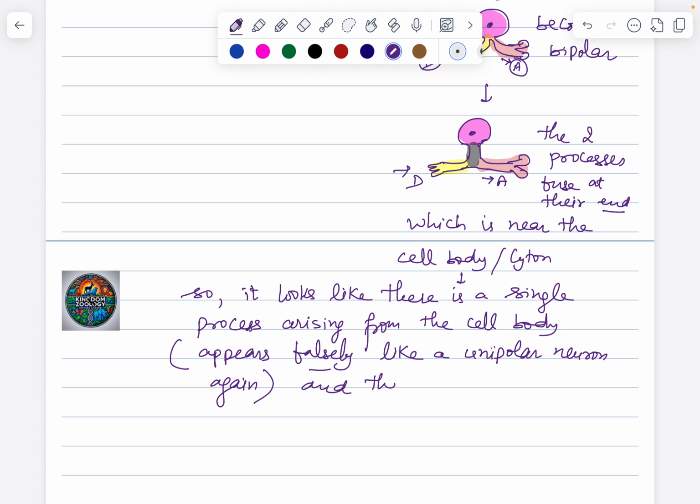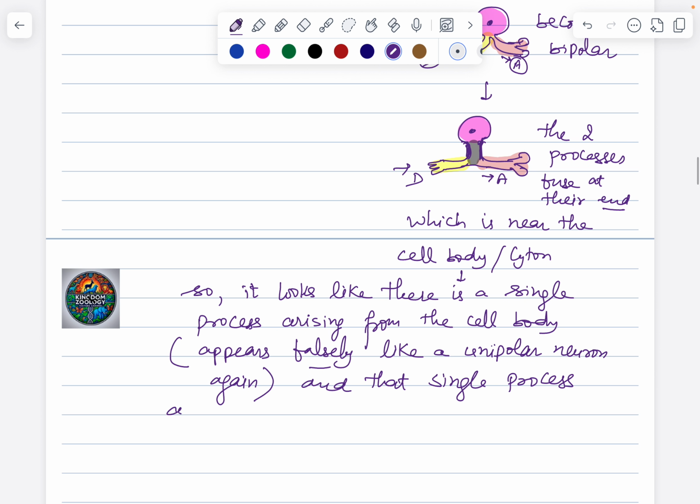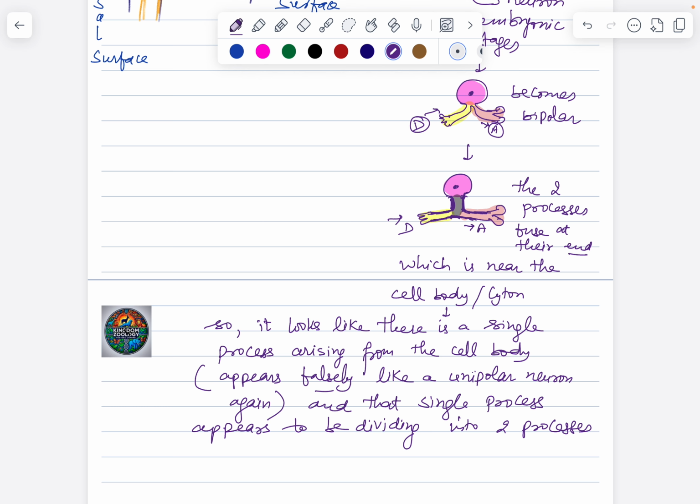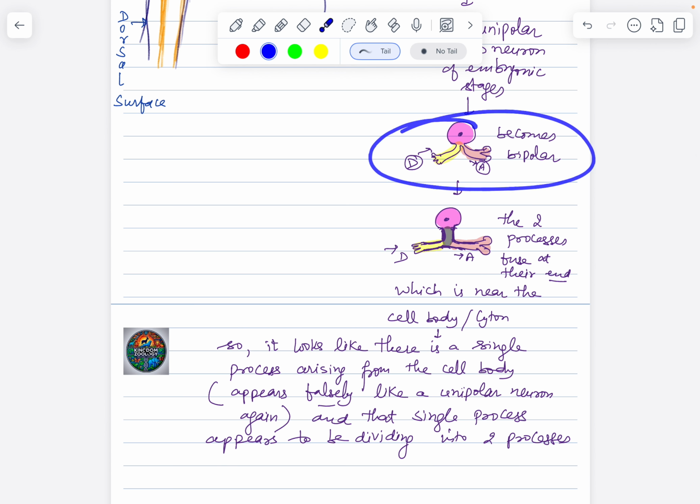And that single process, which seems to be arising from the cell body, appears to be dividing into two processes. So it looks like there is a single process arising from the cell body that divides into two. But the reality is, if you go a step back, you would notice that it had already become bipolar.